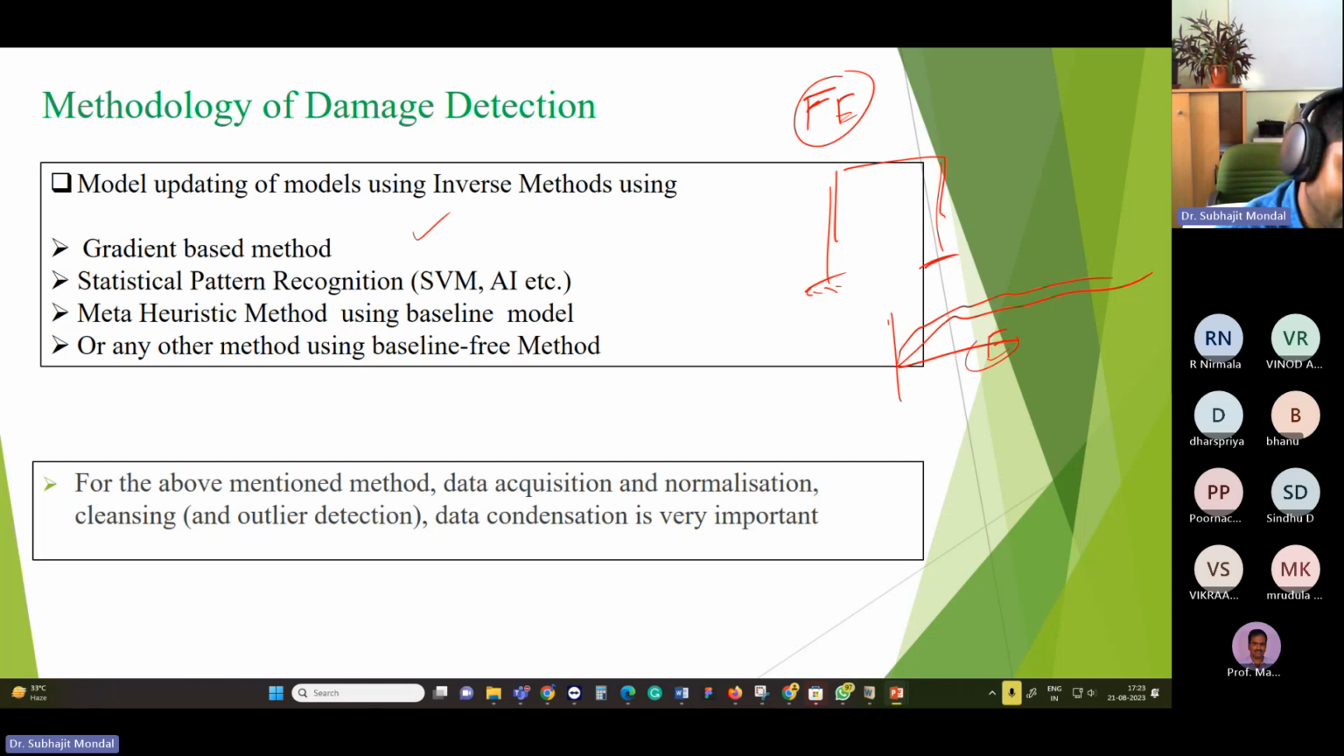What Samu sir was discussing is the statistical pattern recognition based method. It can be ANN, it can be support vector algorithm, or any other AI method. It basically deals with pattern recognition.